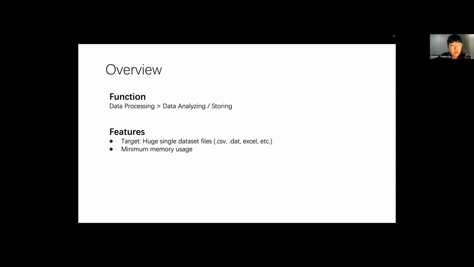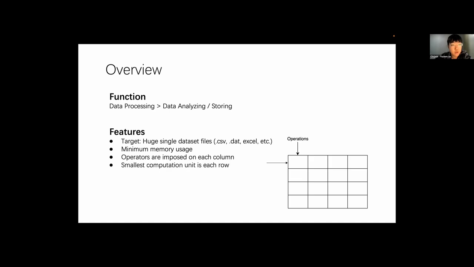When executing the computation, we try to use as little memory as we can. In order to do it, we have two rules. First, operators are imposed on each column. So basically, if you want to set a type, you can set a type on a column of this data frame. And you can also apply some operations on each column.